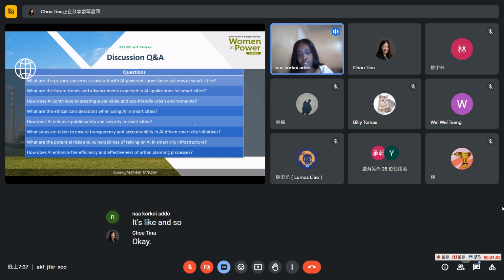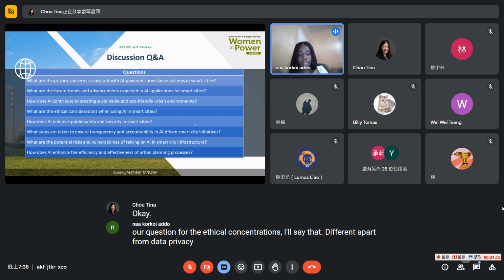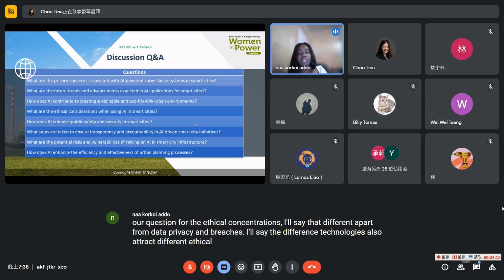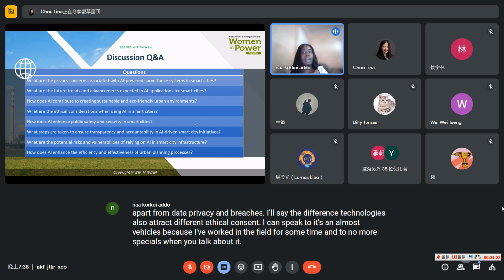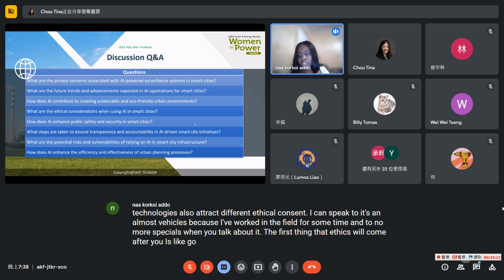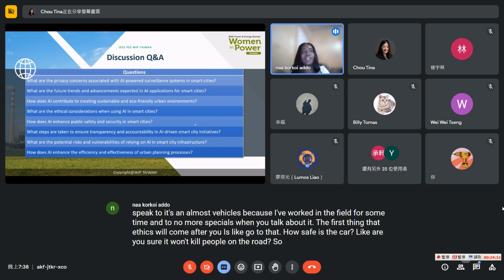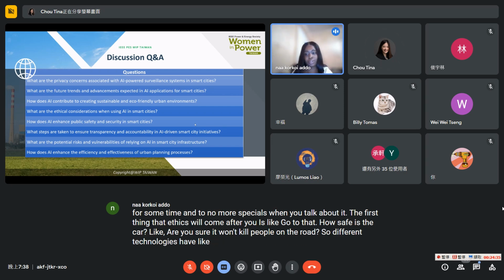When you also look at the question of ethical considerations, apart from data privacy and breaches, different technologies also attract different ethical concerns. I can speak to autonomous vehicles because I've worked in the field for some time. With autonomous vehicles, the first thing ethics will come after you with is how safe is the car? Are you sure it won't kill people on the road? So different technologies have different ethical concerns.